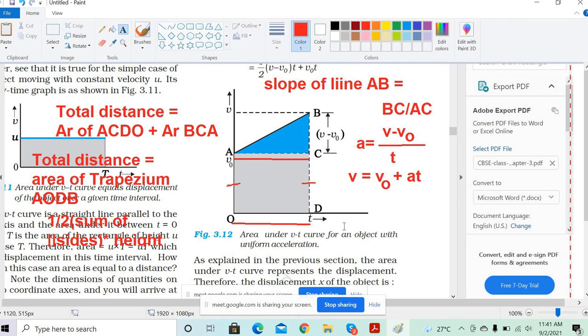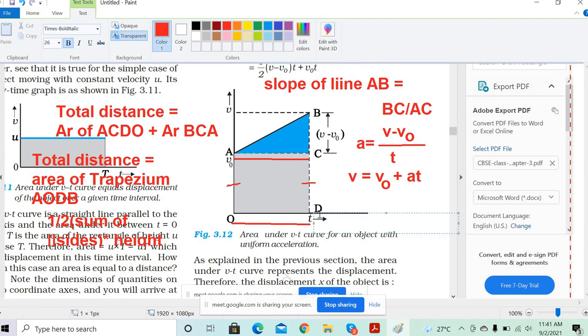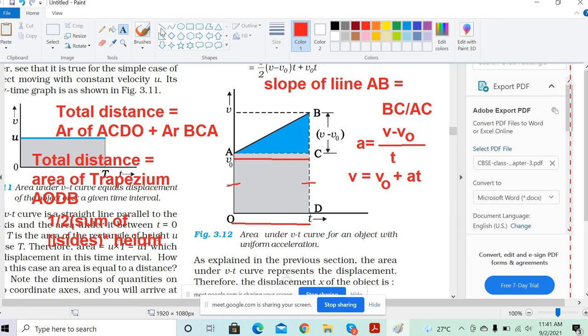You want to show the negative acceleration in the graph. Fine, perfect. So this is a positive acceleration, right? The slope is coming positive. Now if the velocity goes like this, then this will be the negative acceleration, correct?